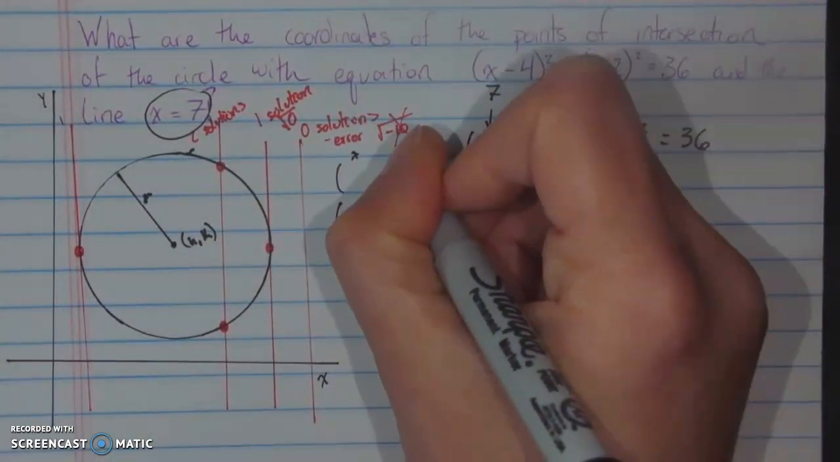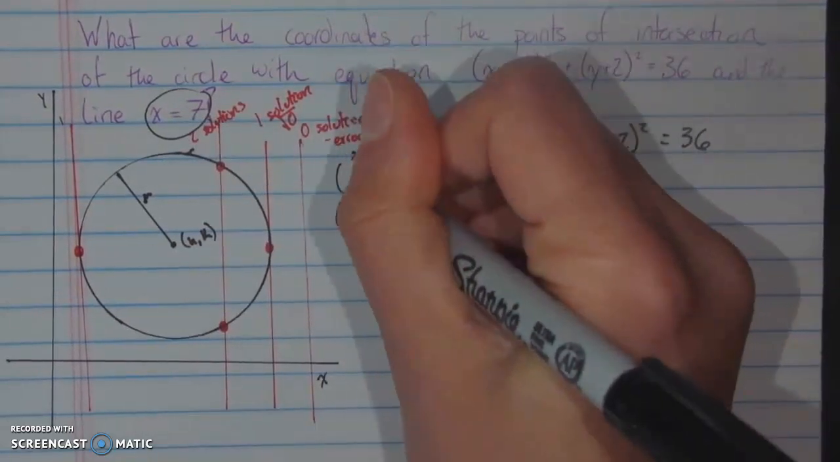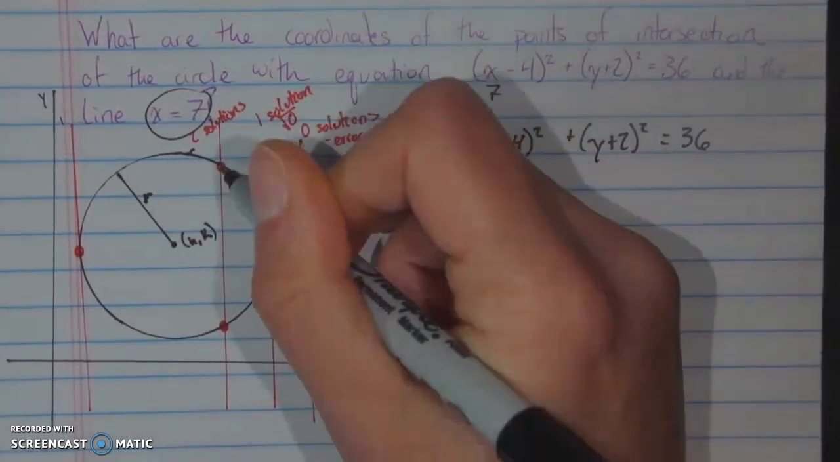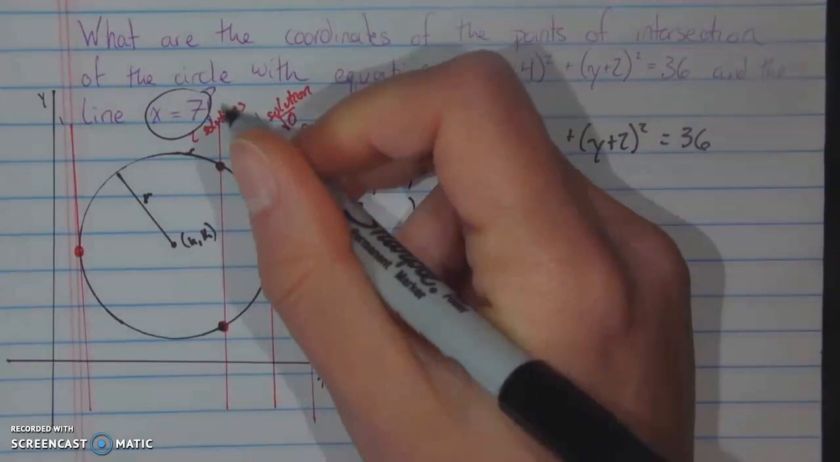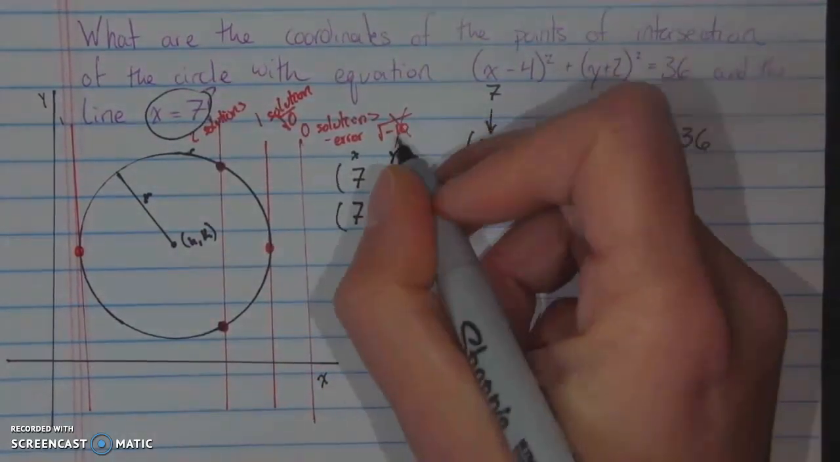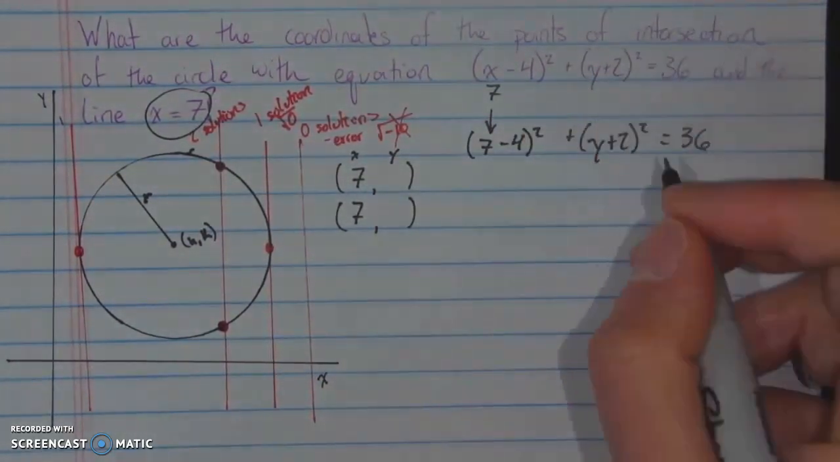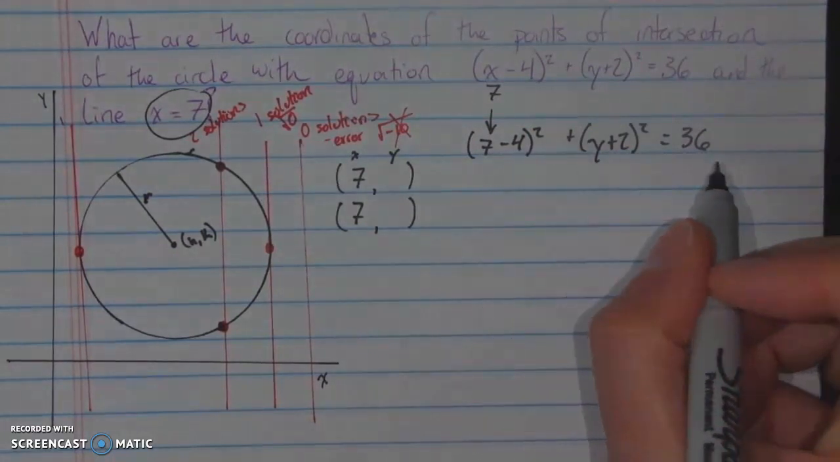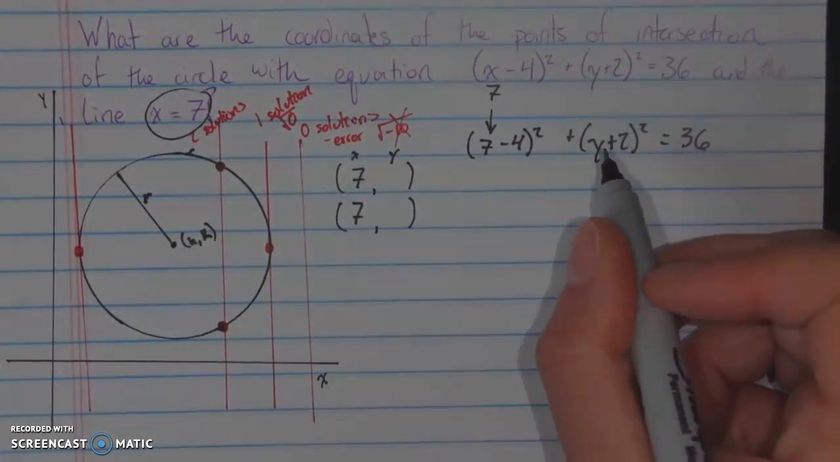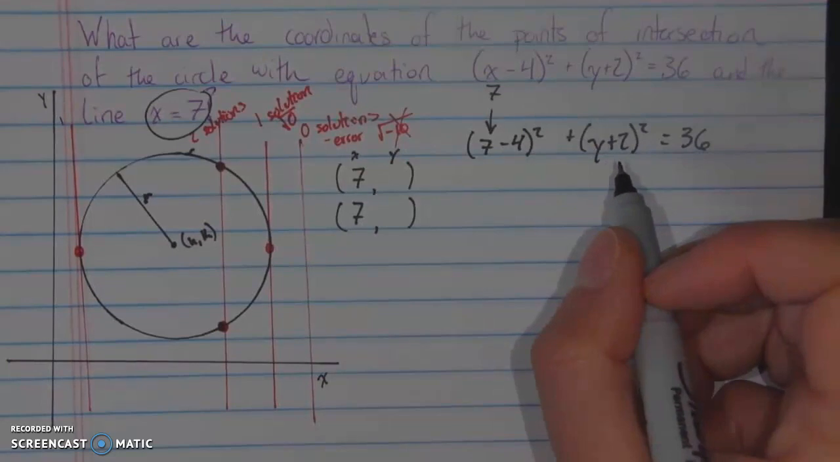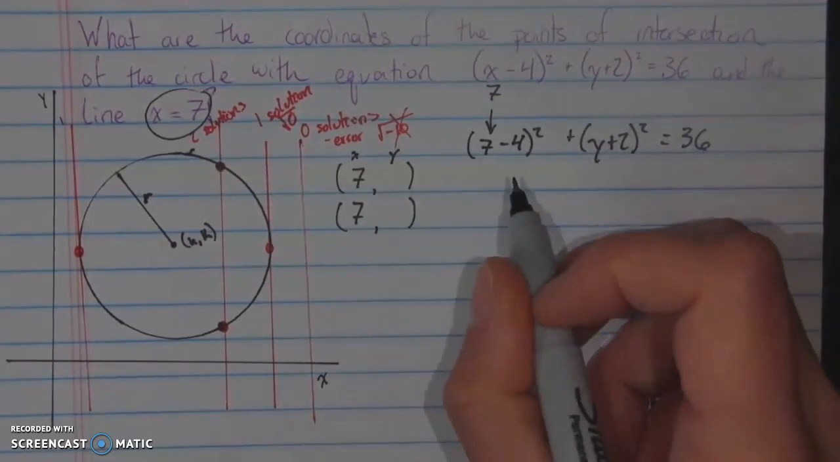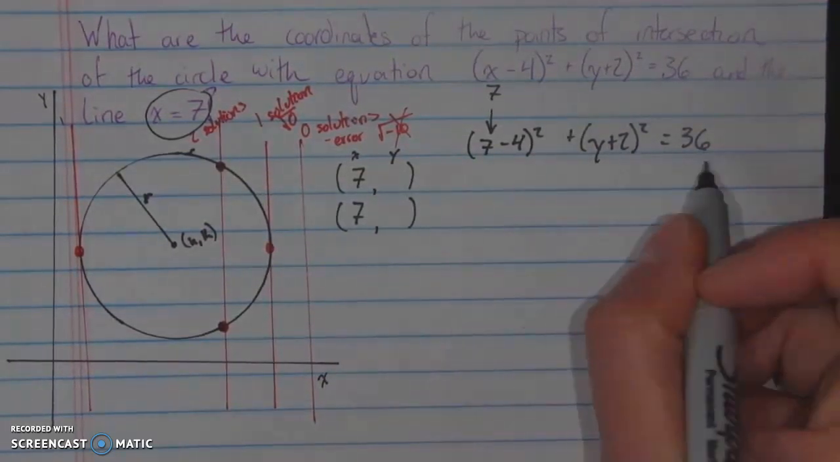I know that my x value has to be 7 for both potential points. So this and this both would have 7 since x is always equal to 7. And I just need to find my two y values. This equation is now set up perfectly for solving for y, since the only variable in this equation is y. So I'm going to simplify first and then solve for y.